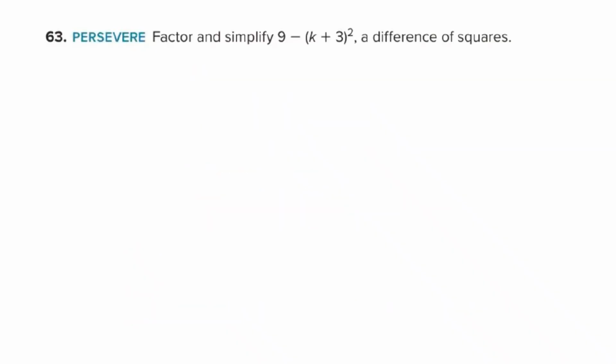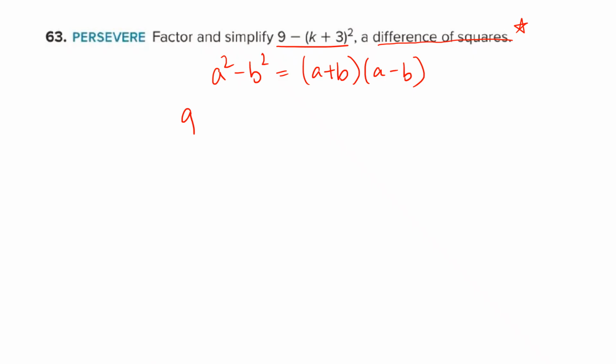Let's now do another very important question, which is again from the topic of factorization, and it's very clearly mentioned in the keyword that you have to use difference of square. That means you have to use the identity a square minus b square is a plus b multiplied with a minus b. Now let's copy the question which is given, 9 minus k plus 3 square.